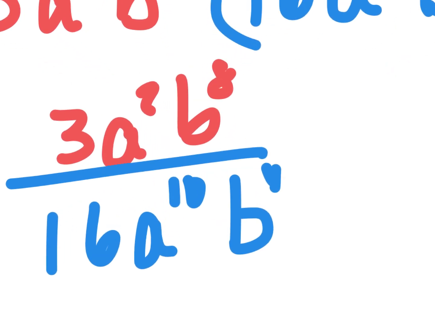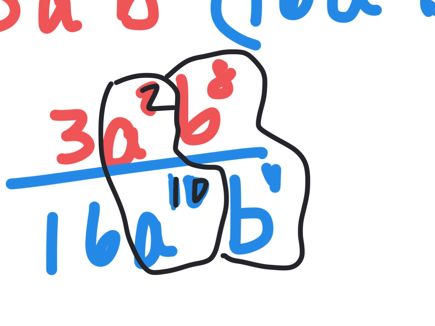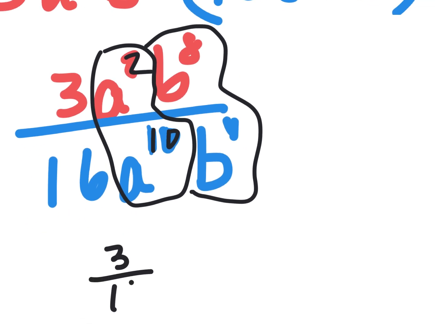There's almost your answer. It's just that a to the 2nd over a to the 10th can be simplified down. And this one can be simplified down too. 3 over 16 can't be simplified anymore. There's a to the 8th on the bottom and b to the 4th on the top. Raise your hand if you got to the right answer. Cool. If you're not sure why that happened, you can ask me. I can try to explain it to you.